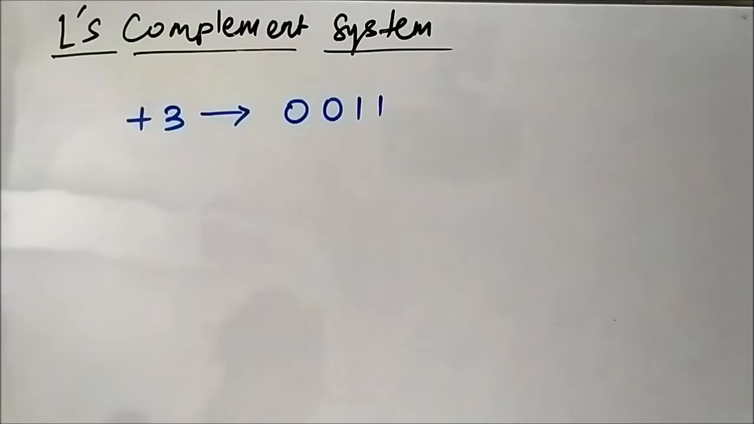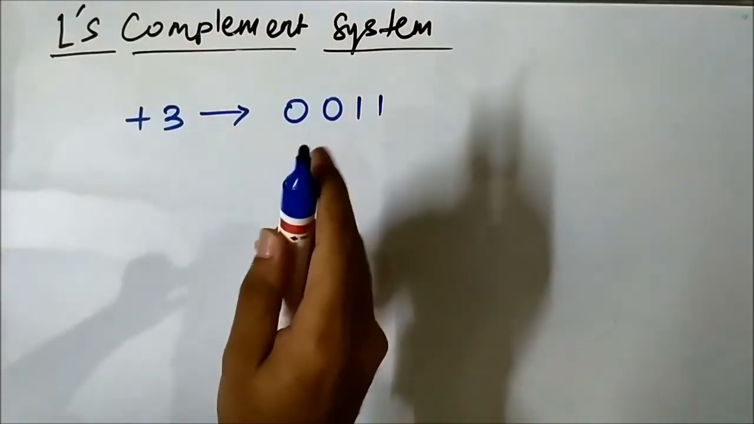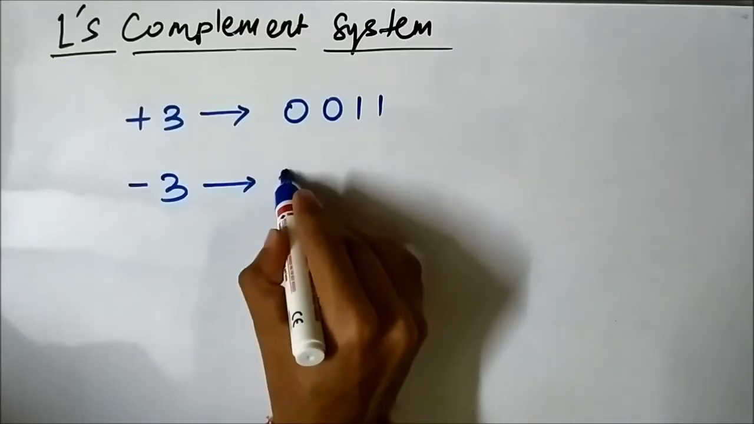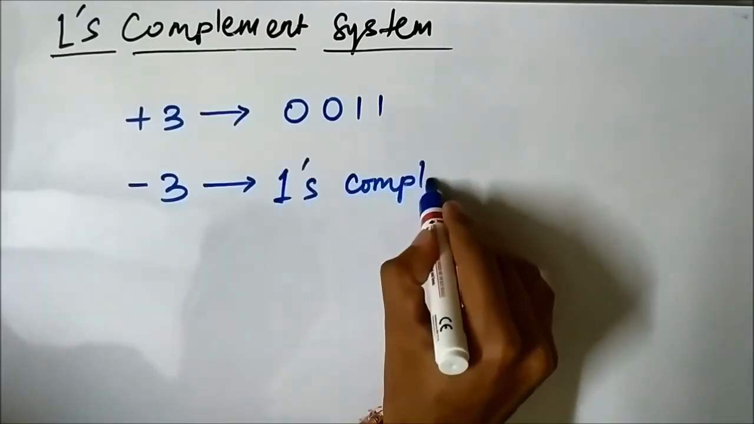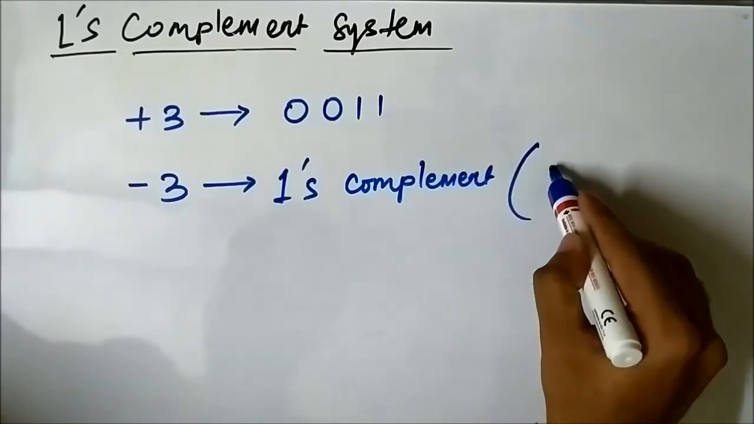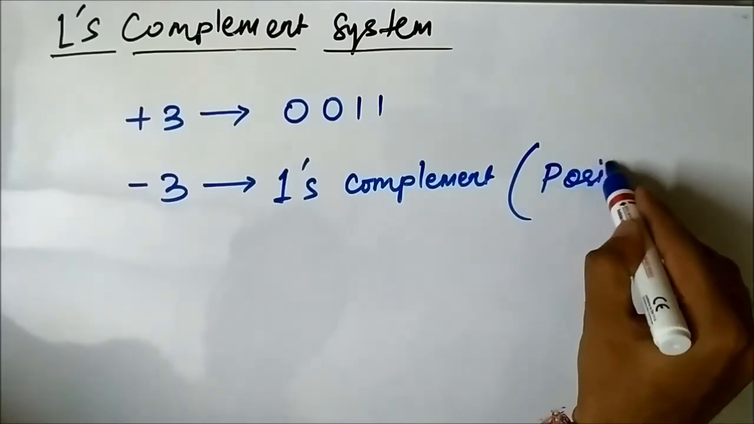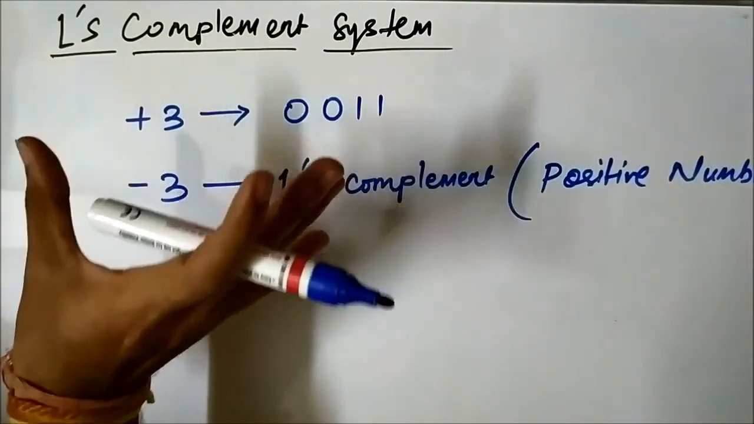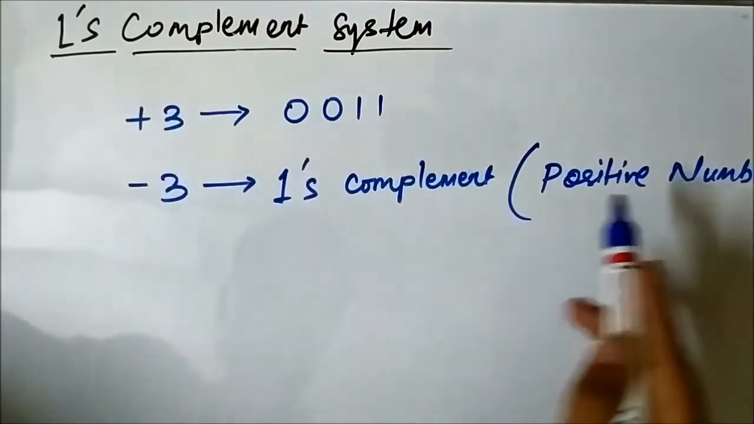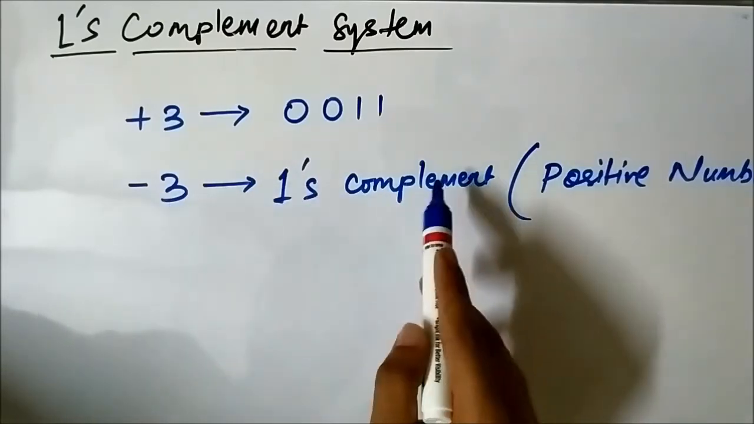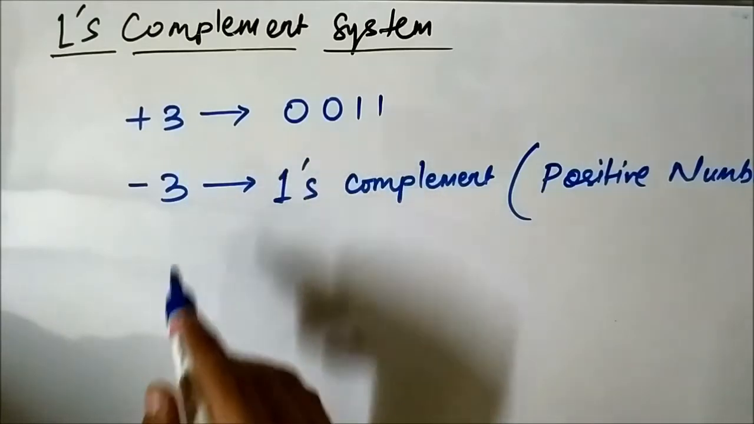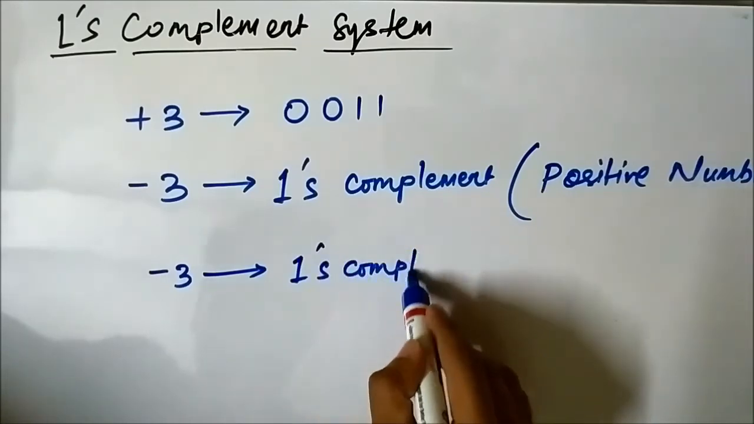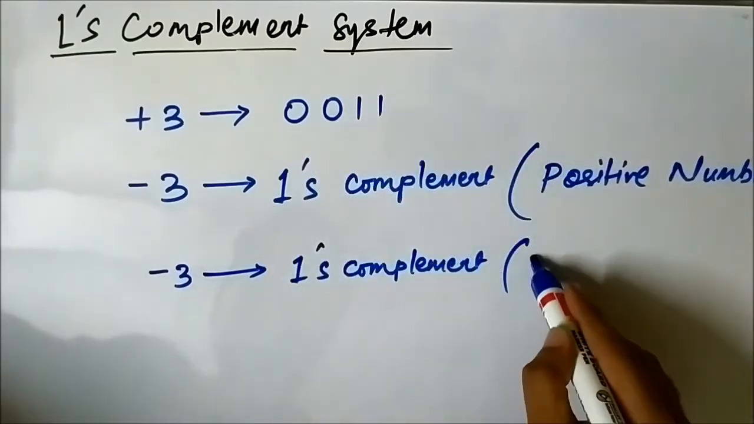Plus 3 is represented as 0011. So here the negative number will be the 1's complement of the binary representation of the positive number. Whatever is the binary representation of the positive number, the equivalent negative number will be the 1's complement of the positive number representation. So here minus 3 is the 1's complement of 0011.